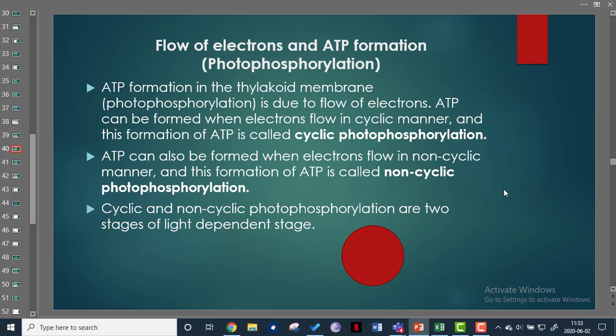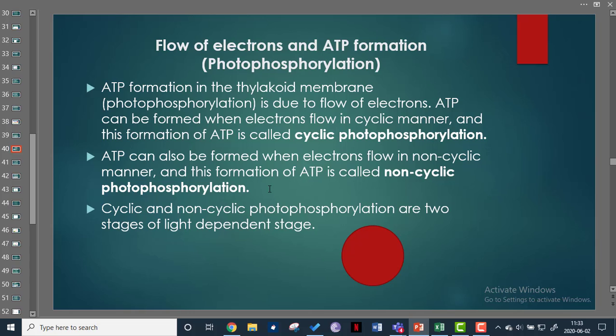Now, I want us to look at the flow of electrons and ATP formation. One thing I want you to understand is that ATP formation that occurs in the thylakoid membrane in the electron transport chain occurs because of the movement of electrons. That's why I'm saying in the first statement here that ATP formation in the thylakoid membrane, that is photophosphorylation, is due to the flow of electrons. Now, ATP can be formed in two ways, either through cyclic photophosphorylation, or alternatively through non-cyclic photophosphorylation.